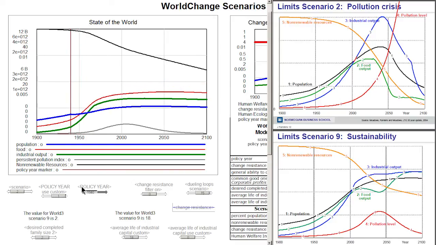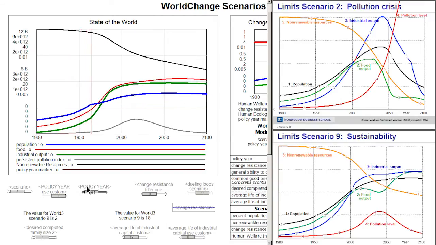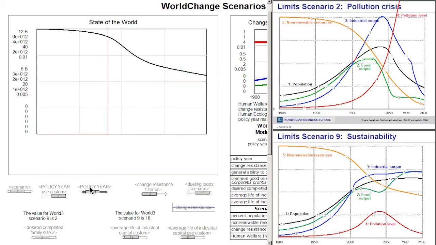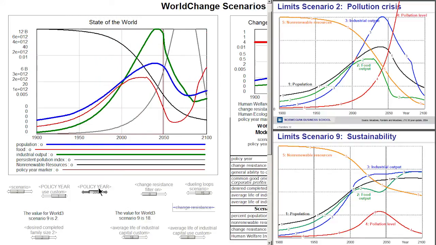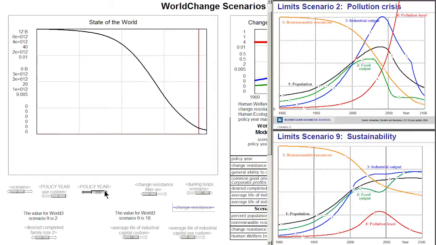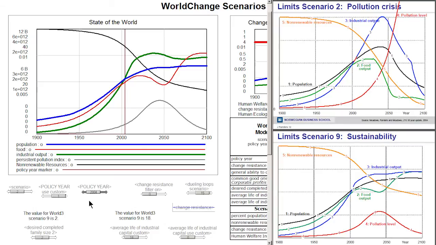Now we're all the way back to 1940. This lets us see that one of the central messages of the limits to growth is so true. The earlier you start the solution, the better. Conversely, the later you start, the worse things are. Taking that all the way back to 2101. Now let's move it back to 2002, right here, and set this to 9.